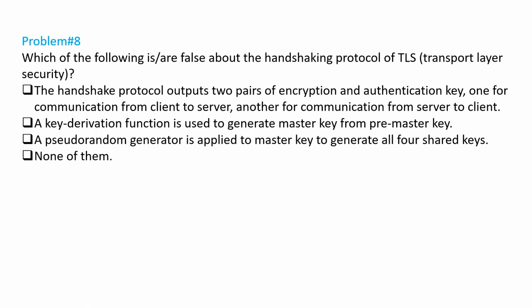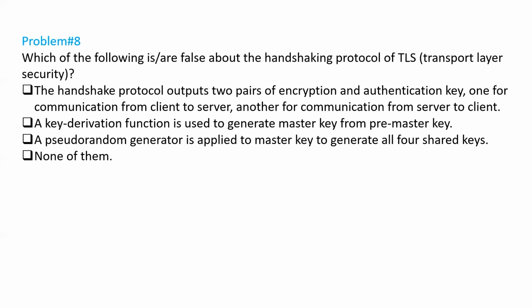Basically all the statements given here are true. Just now I discussed that the handshaking protocol outputs a total of 4 keys. So we can say 2 pairs of encryption and authentication key. 1 pair of encryption and authentication key for the communication from server side to client side, and another pair of encryption and authentication key for communication from client side to server side.